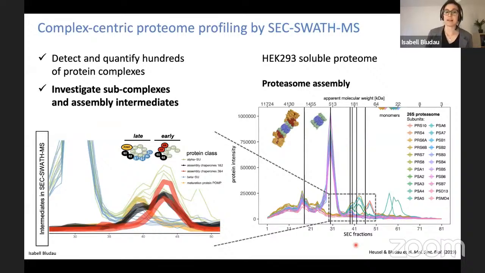And I think this very nicely highlights the modularity and really the resolution that you can get into molecular details based on this very global data acquisition approach.